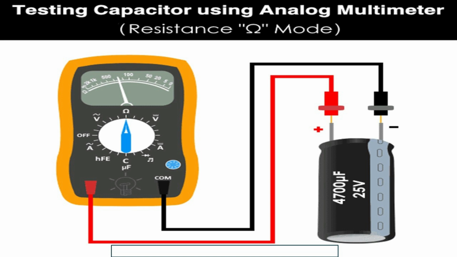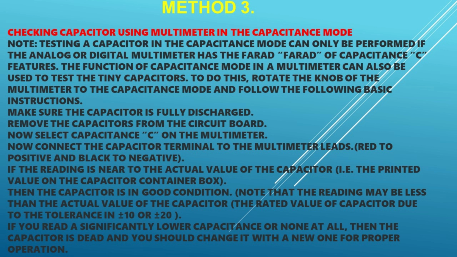Related posts. How to test a diode using digital and analog multimeter, 4 ways. How to test a relay. Checking SSR and coil relays. How to measure capacitance using multimeter.